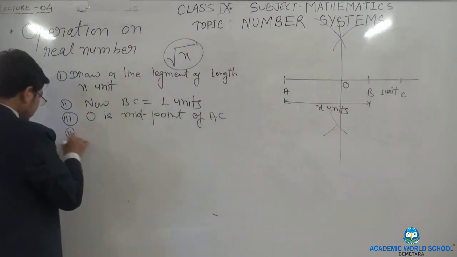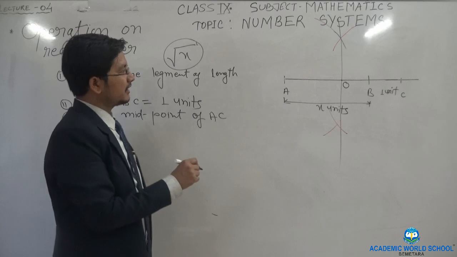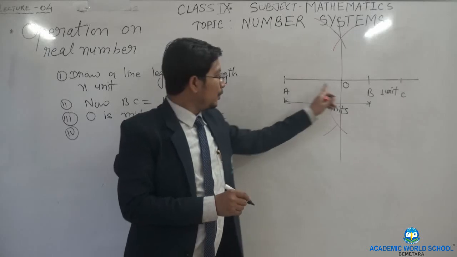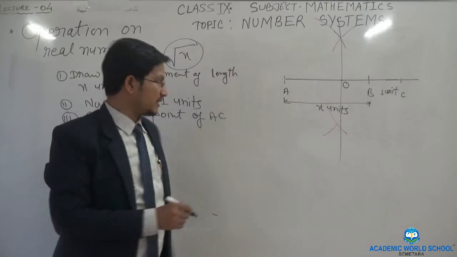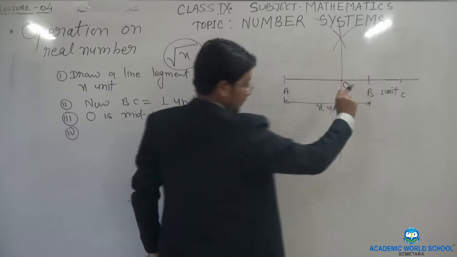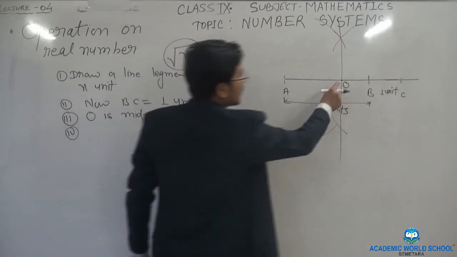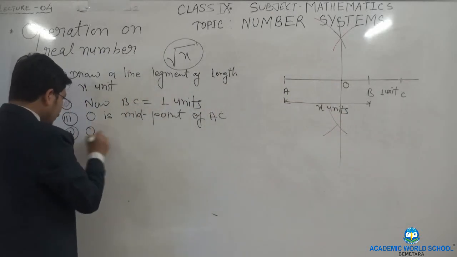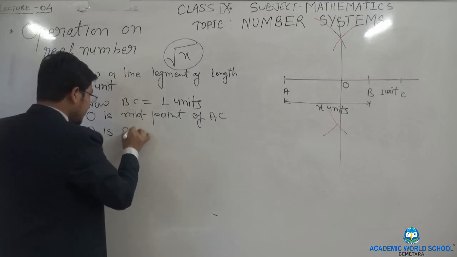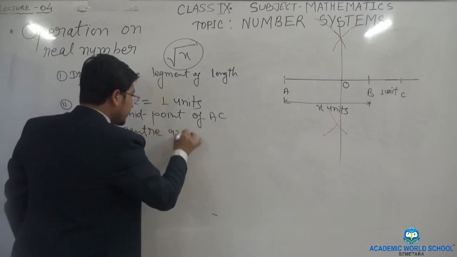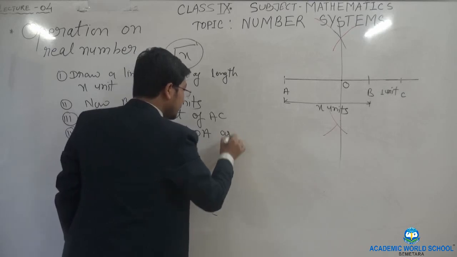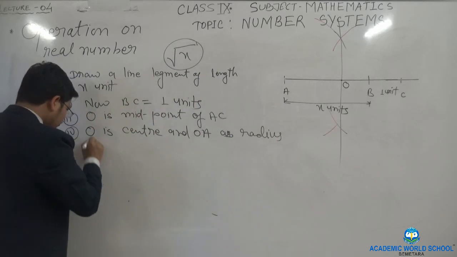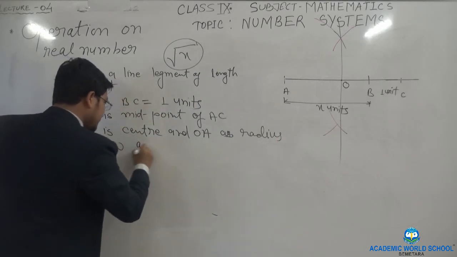Now take O as the center and OA as the radius, and draw a semicircle with the help of a compass.